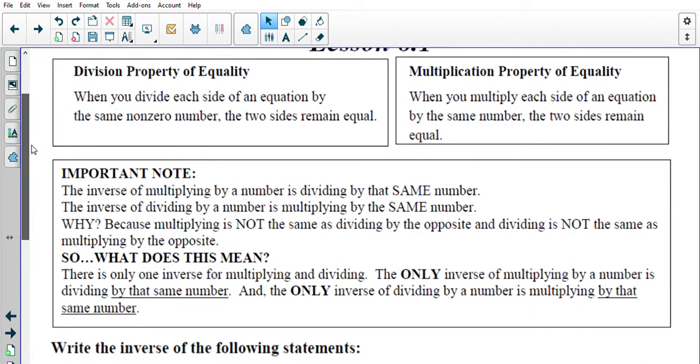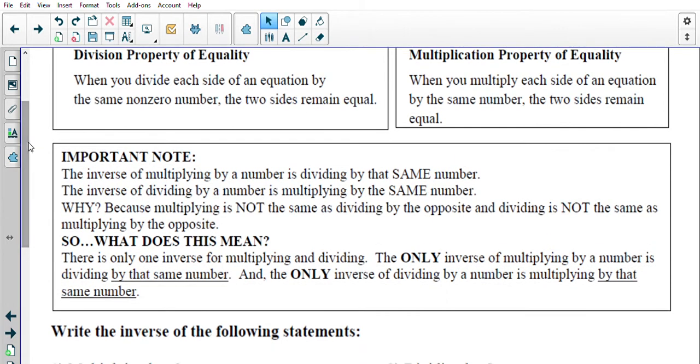So I want to skip over the division and multiplication properties of equality. We did this with adding and subtracting. They basically just say that whatever you do to one side, you have to do to the other, including if you divide both sides or you multiply both sides of an equation. I do have an important note though here in about the first third of the page. It says the inverse of multiplying by a number is dividing by that same number. The inverse of dividing by a number is multiplying by that same number. Why? Because multiplying is not the same as dividing by the opposite, and dividing is not the same as multiplying by the opposite. So what does all this mean?